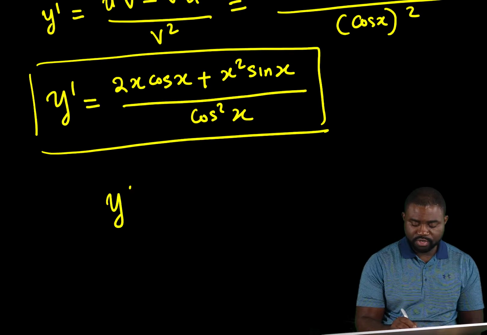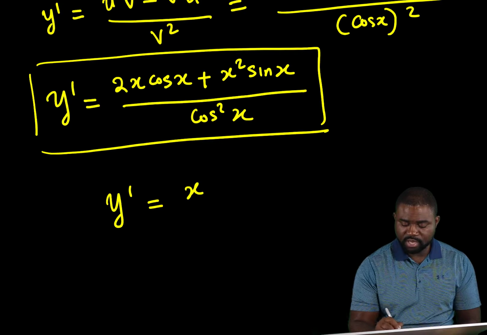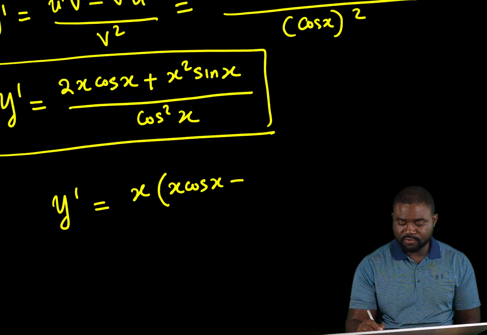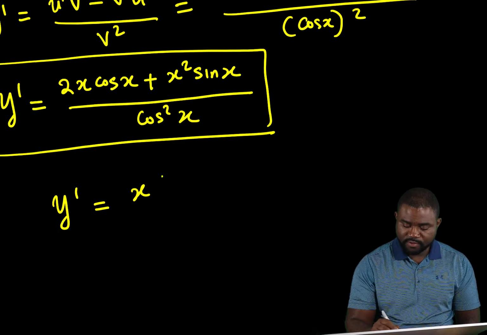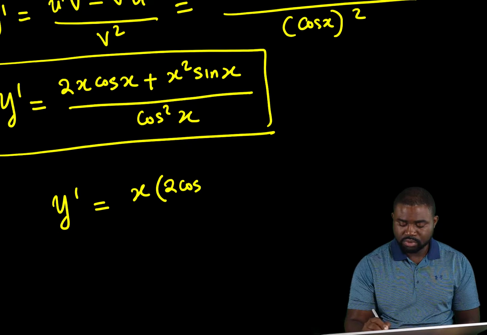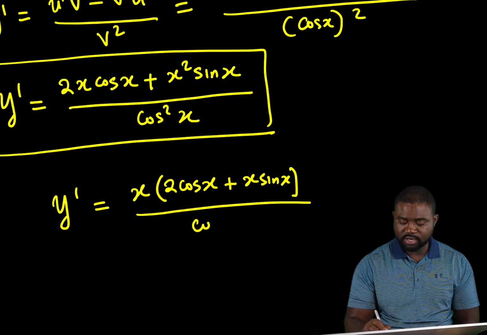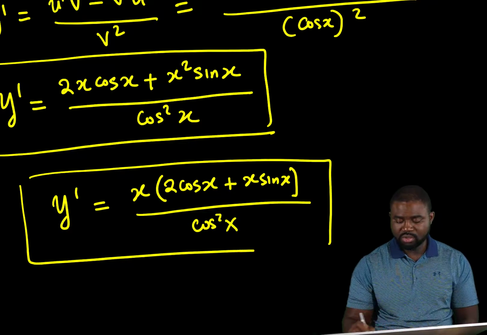But for the simplified version, x is common, so we can take out the x. This will be x bracket 2 cosine x plus x sine x all divided by cosine squared x, and that will be your answer.